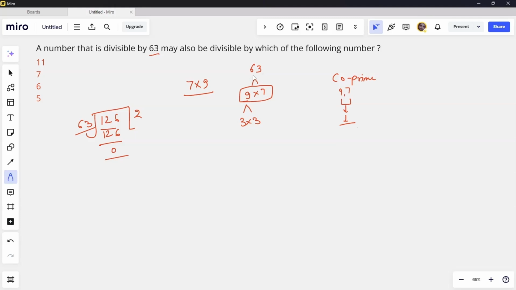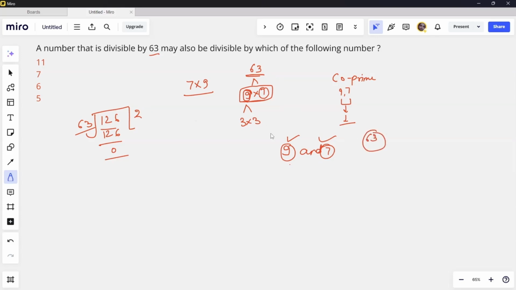If a number is completely divisible by 63, it will also be divisible by its co-prime pair. So that particular number will be divisible by both 9 and 7. Listen carefully: I am not saying either 9 or 7. If a number is completely divisible by both 9 and 7, that number will also be divisible by 63. This is the universal fact.